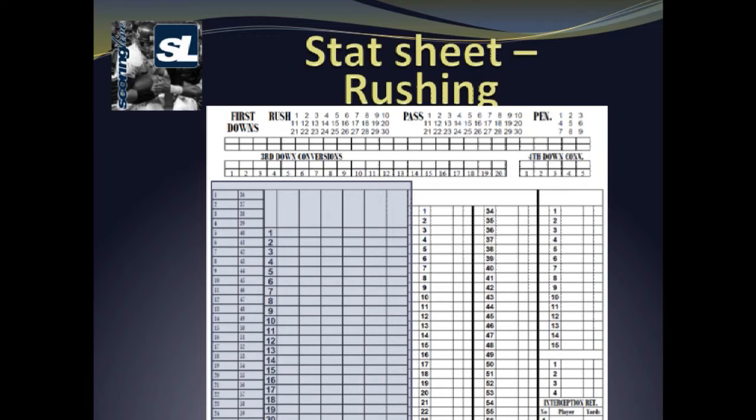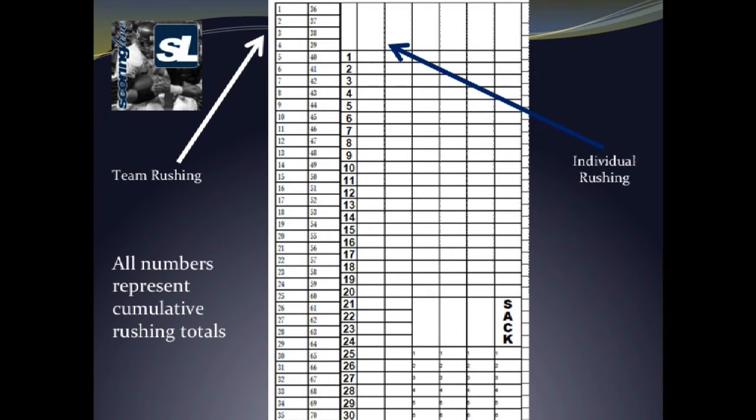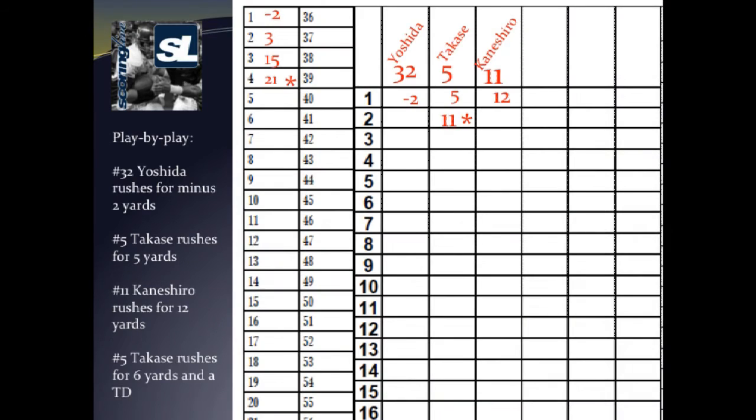First play. Number 32, Yoshida, rushes for -2 yards. So what we'll do on this play is write number 32, Yoshida here. Since he gained -2 yards, I'm going to put -2 yards here. Anytime we have an individual stat, it should match up with the team stat. So on the top there, we have 1 for -2. Every time we put something here, it will automatically place over there.